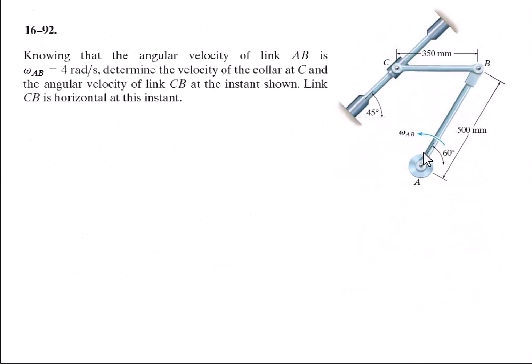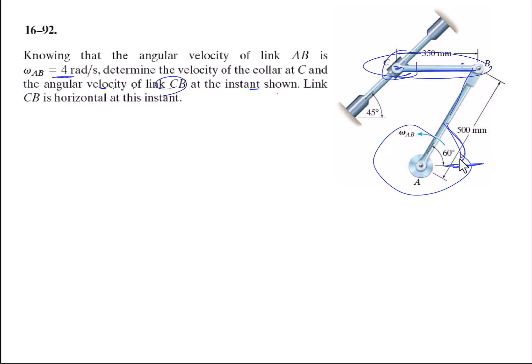Let's do one more problem. We want to determine the velocity of this collar C. We have the angular velocity of this link AB, given as 4 radians per second, and we want to determine the velocity of this collar C and the angular velocity of this link CB at the instant shown, where theta is 60 degrees.